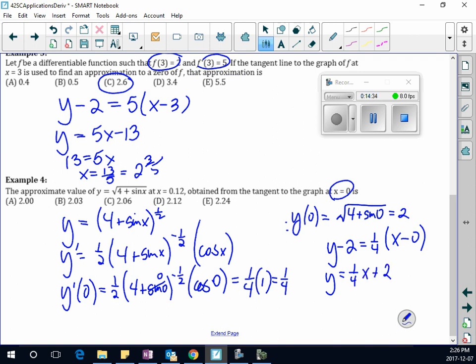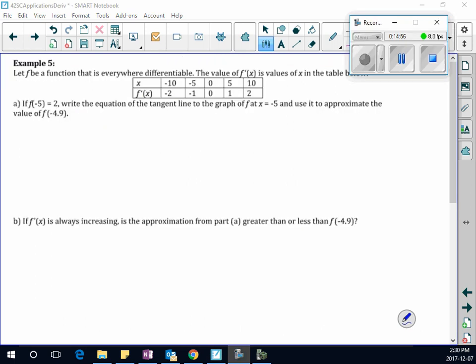Now we're going to plug in the 0.12. So y equals 1/4 times 0.12 plus 2. 4 goes into 0.12 0.03 times, plus 2. So that would be B. You got that? Good.